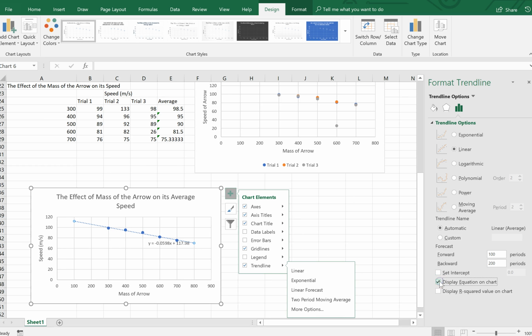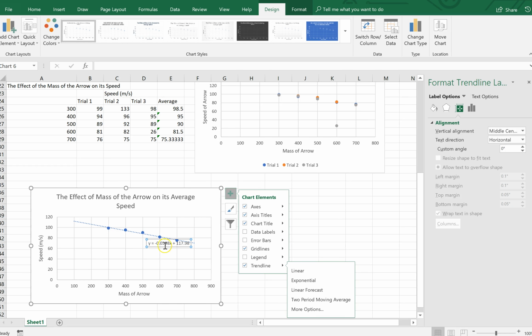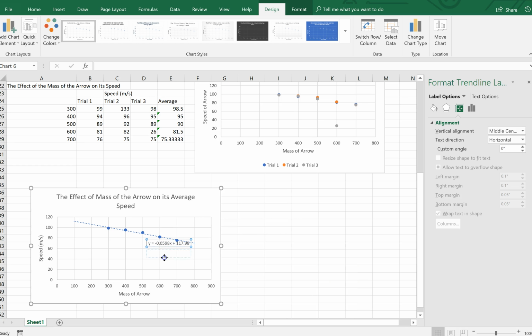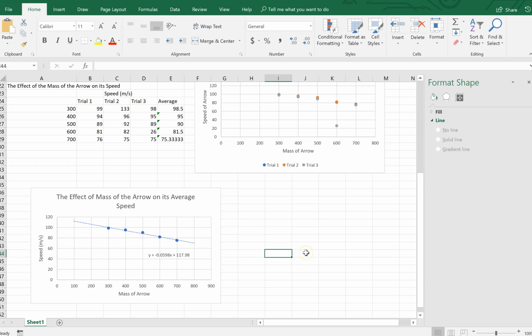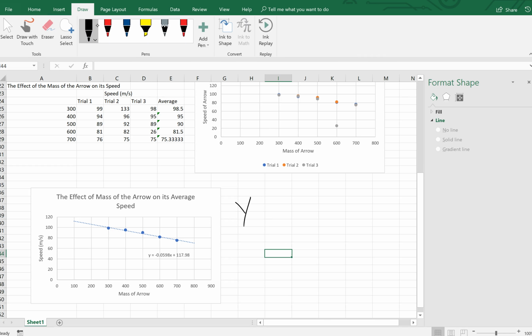I also want to display the equation of the line on my chart. And what this equation does is it allows me to plug values in. So my equation on here is y equals negative 0.598x plus 117.98. So what this allows me to do is to put values in for x and y, and then I can solve for the unknown.